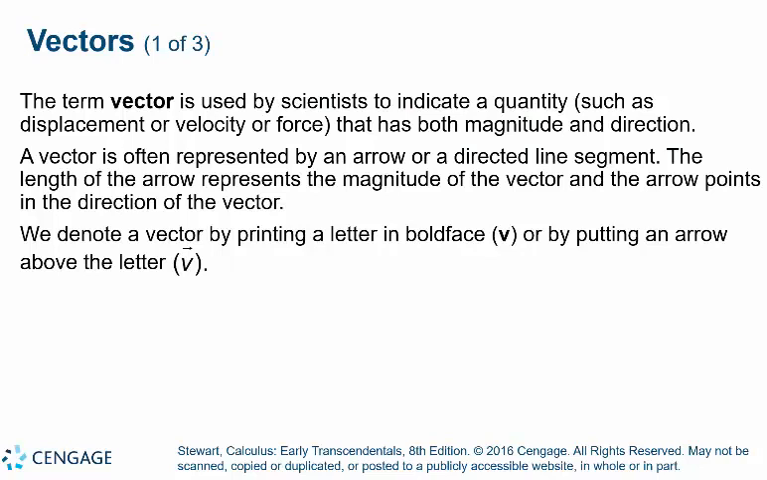Okay, so first off, the term vector is used by scientists to indicate a quantity such as displacement or velocity or force that has both magnitude and direction. A vector is often represented by an arrow or a directed line segment. The length of the arrow represents the magnitude, and the arrow points in the direction of the vector. So we denote a vector by printing a letter in boldface. Whenever you see a bolded V, this means vector V, or by putting an arrow above the letter.